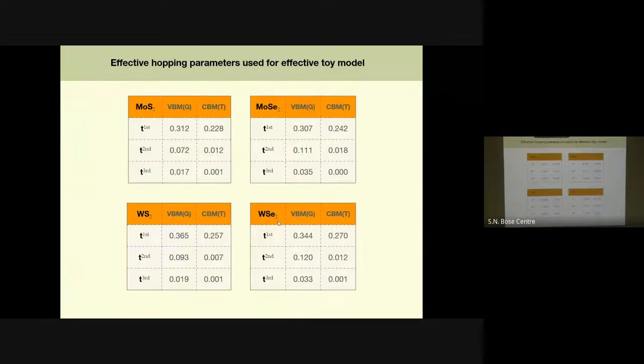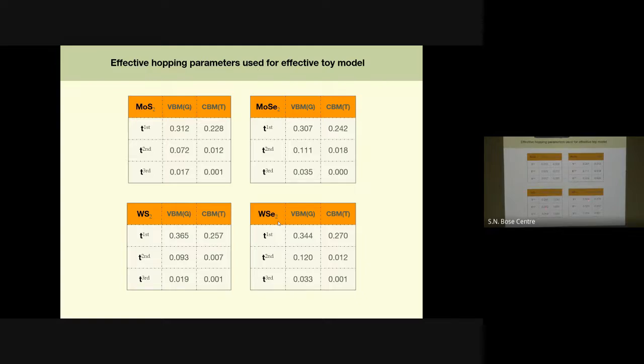And so essentially, what we arrived at is that there's an effective coupling between the layers, which in the case of the first nearest neighbor coupling between the layers is 0.312 eV in this case. For molybdenum diselenide, this coupling is 0.307, essentially 0.31 eV, and for tungsten disulfide it is also 0.36 eV, and tungsten diselenide is also similar.